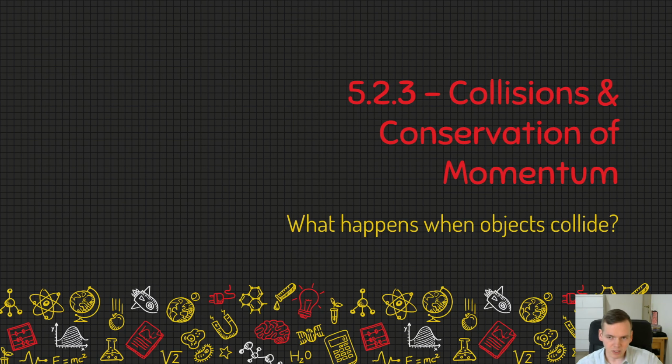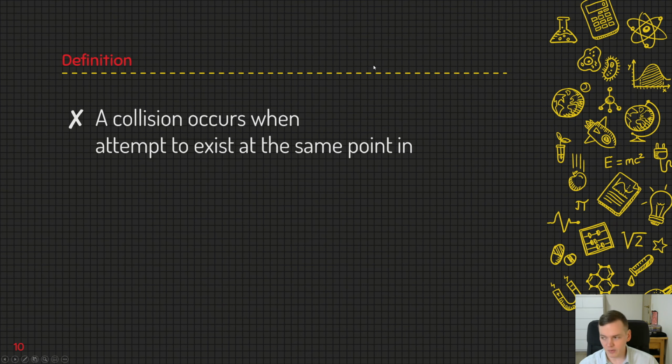So now we come to the core or central part of this unit, which is looking at collisions and how momentum interacts with that. What we need to do first is define what a collision is. A collision occurs when two or more objects attempt to exist at the same point in space at the same time.